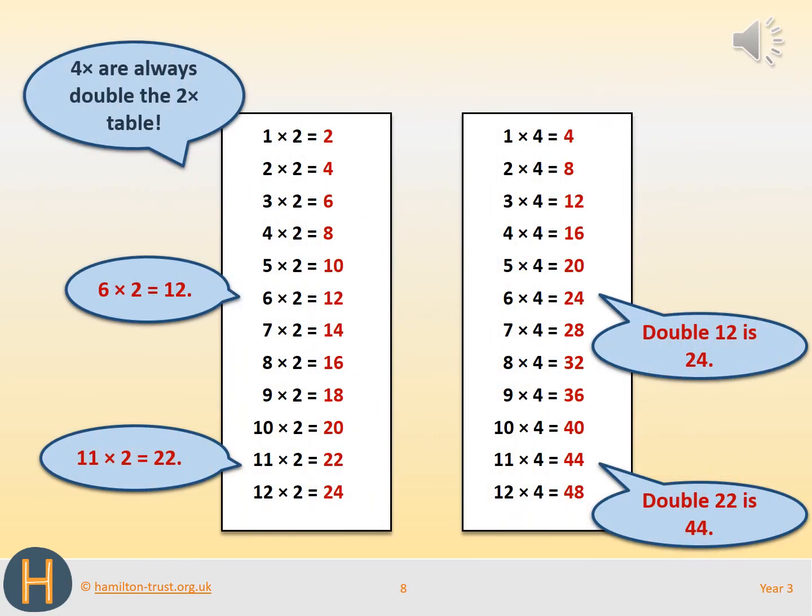When we look closely, we can see that the 4 times table is always doubling the 2 times table. 6 times 2 is 12, and then double 12 is 24 for 6 times 4. 11 times 2 is 22, and then double 22 is 44 when we do 11 times 4.